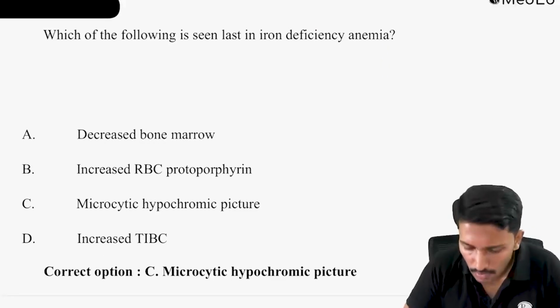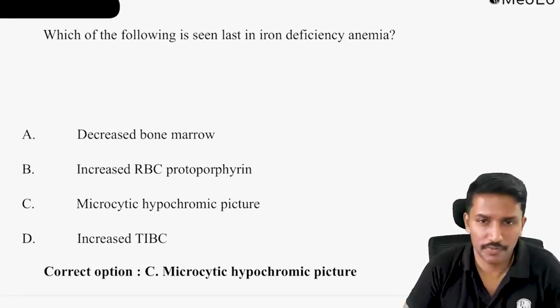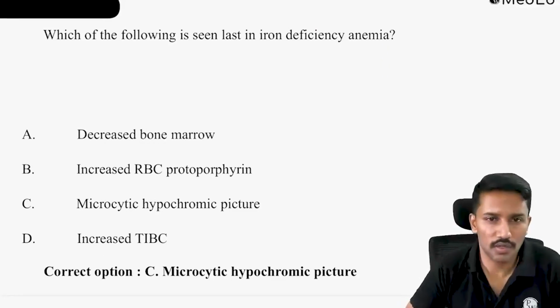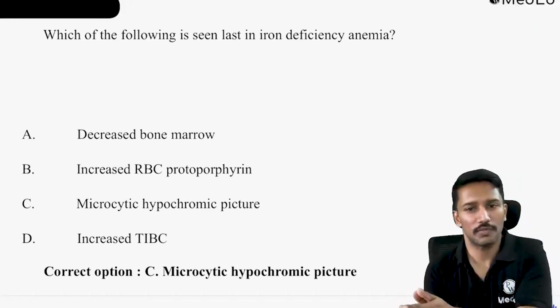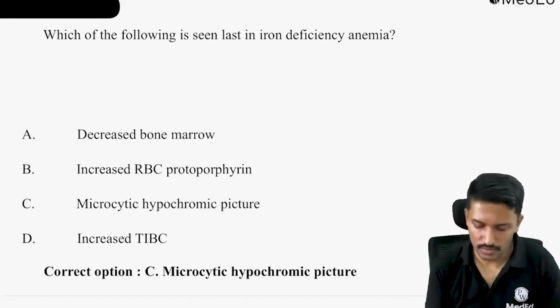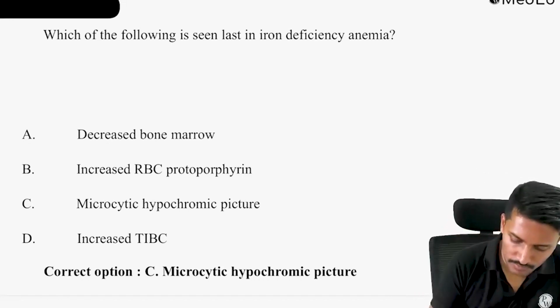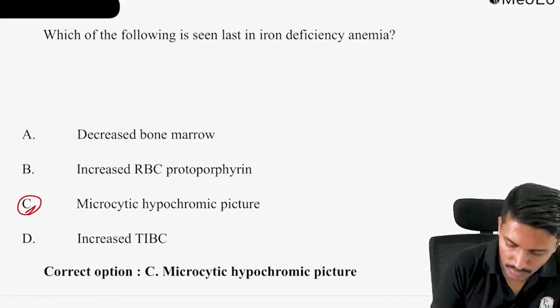Next. Which of the following is seen last in iron deficiency anemia? A couple of minutes back I was talking about it, right? A full-fledged anemia is the last manifestation of iron deficiency. It starts with the negative iron balance. So option C would be the correct answer, right?